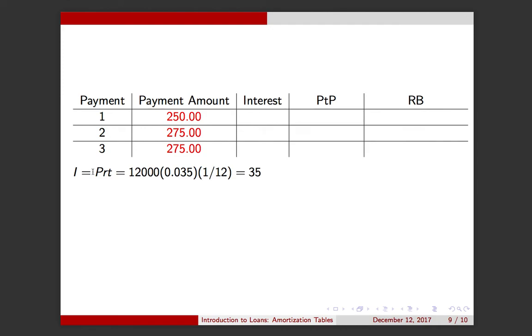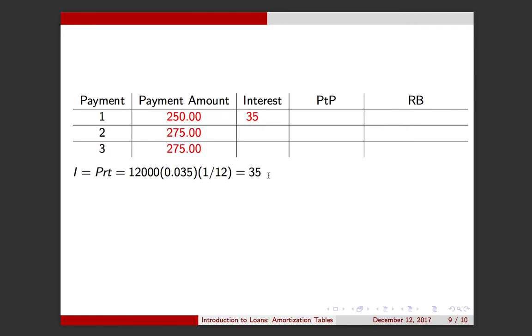So now the interest at the end of the first month on payment 1 is still PRT, where P is the amount that you owe. At the end of the first month, you owe $12,000 because you haven't made any prior payments. The APR is 3.5%, and the time is a 12th. So you get $35. So that hasn't changed.